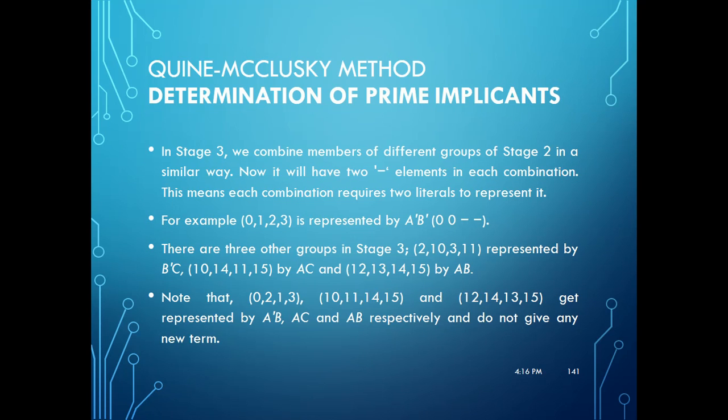Note that 0, 2, 1, 3 and 10, 11, 14, 15 and 12, 14, 13, 15 get represented by A bar B, AC, and AB respectively, and do not give any new min term. So in the later stages you are going to represent all these combinations by terms. Let us see how we are going to do that in the next stage.